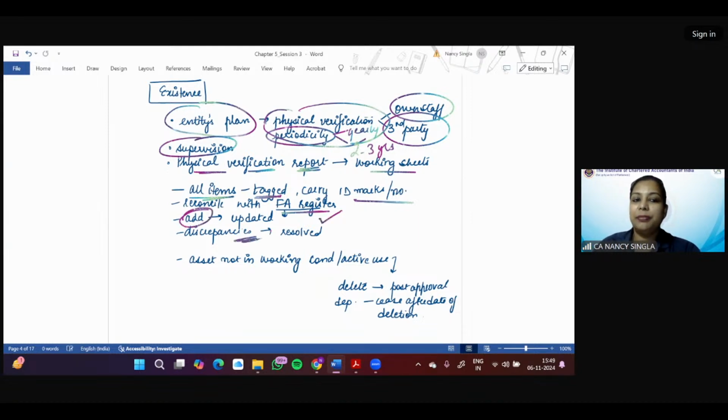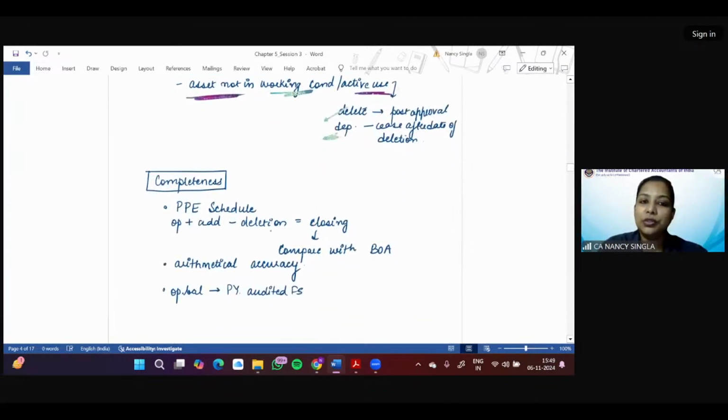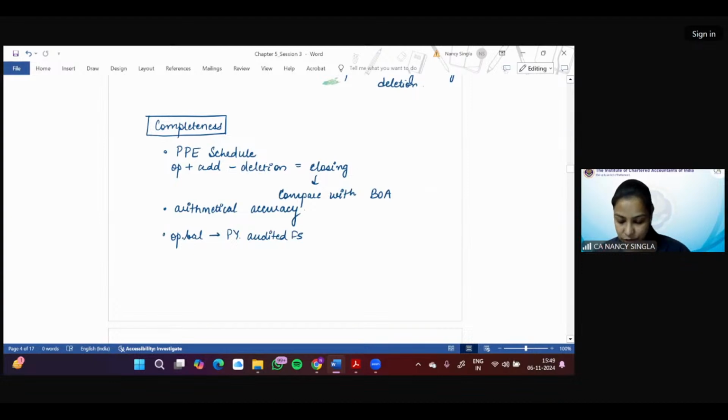In case of any discrepancy, he'll ask the management to get it resolved, right? And if any asset is not in working condition or active use, the same should be deleted. But it is not as easy as said that the same should be deleted. Deletion can happen only after approval from the authorized personnel, and from the date of the deletion, depreciation should not be charged. Simple. So this was with respect to the existence assertion, right?